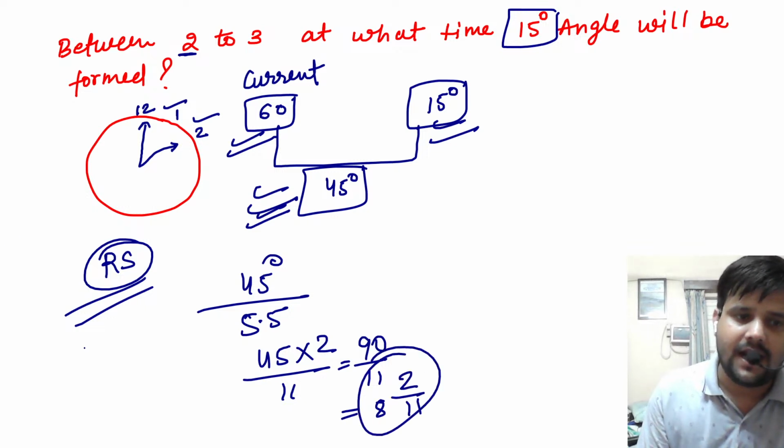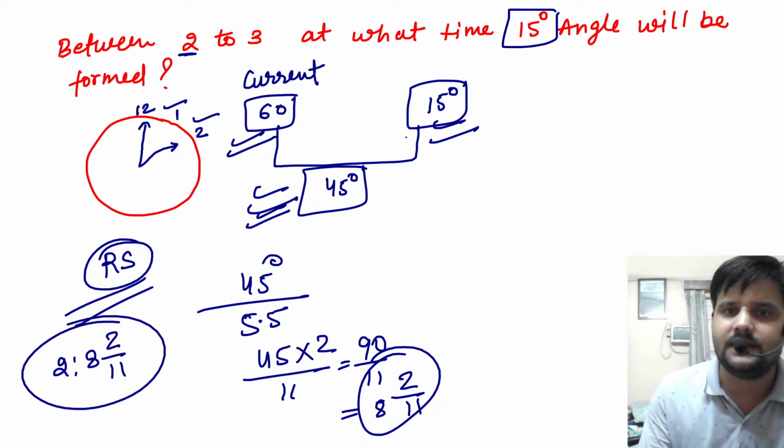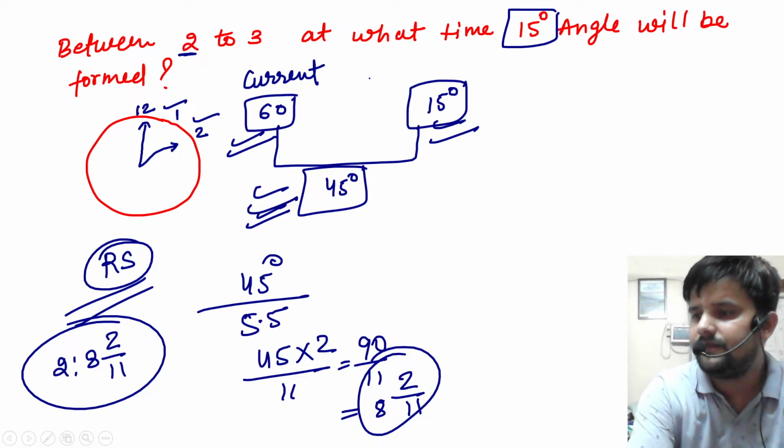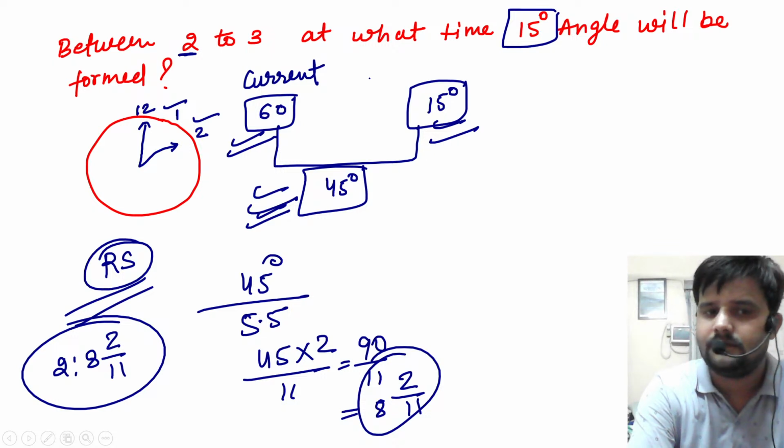It means at 2 hours 8 whole 2 by 11 minutes, they will form this angle for the first time. This is the first time when this angle will be formed.